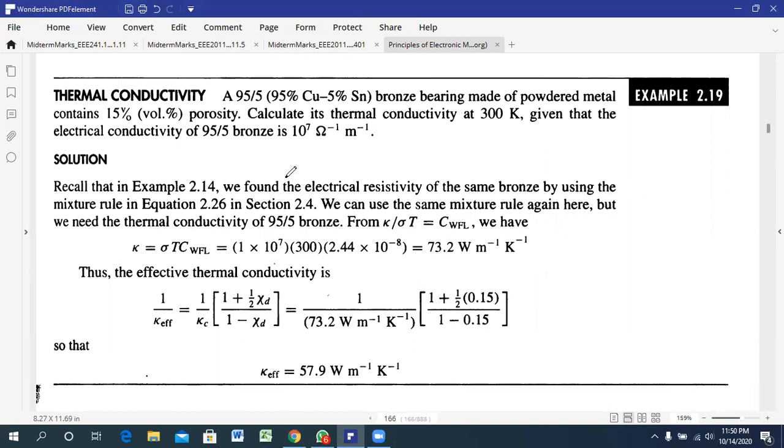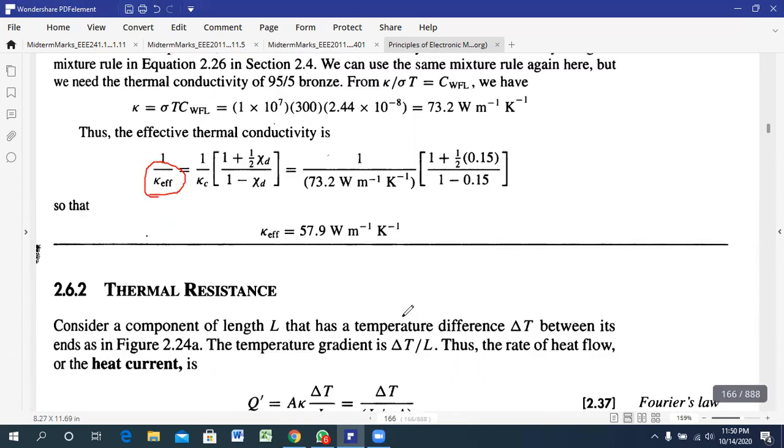After that, because the powder contains 15% porosity, we can also find the effective thermal conductivity using chi effective. So try to solve these things by yourself, and if you face any problem, we can discuss them in our problem solving class.